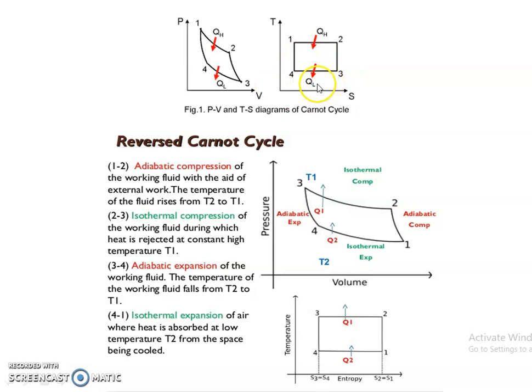On the TS diagram, process 1 to 2 is a reversible adiabatic process, that is, constant entropy. Process 2 to 3 is a constant temperature process. Process 3 to 4 is the expansion process, that is the total work output. And process 4 to 1 is the heat rejection process. This is an imaginary cycle for power generation.